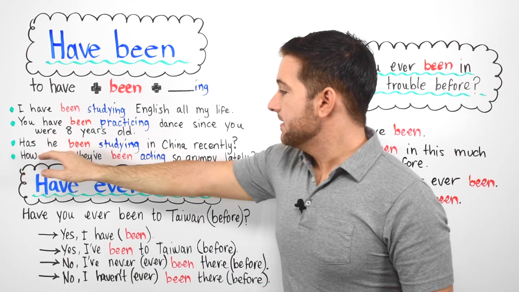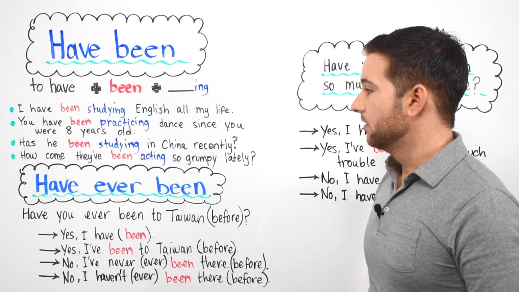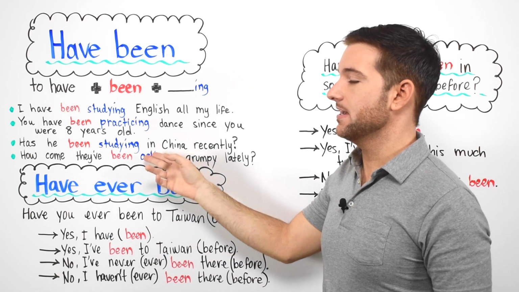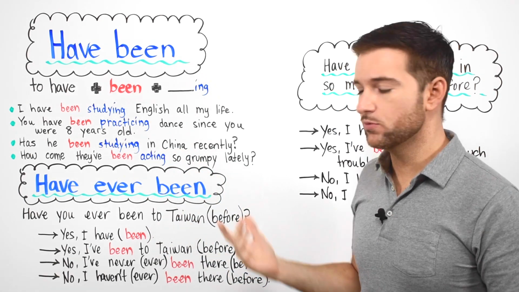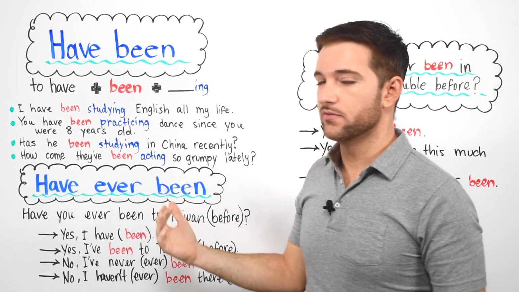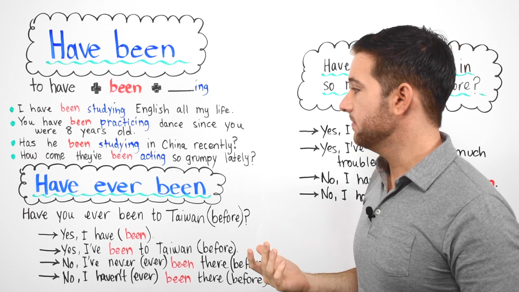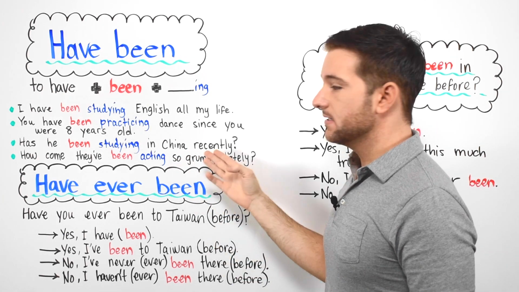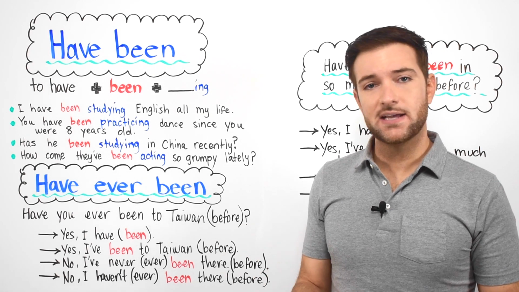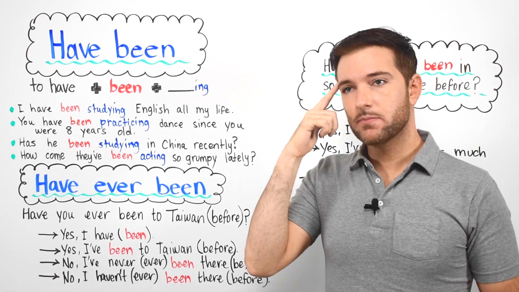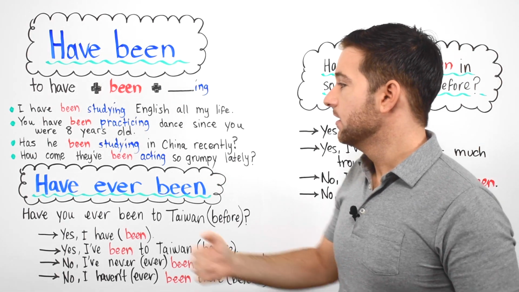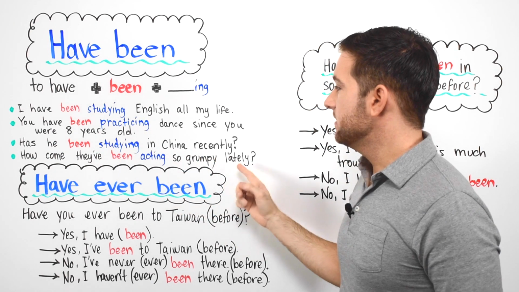Next, has he been studying in China recently? Maybe he is a foreign exchange student, so this would make sense in that case. Has he been studying, meaning he probably goes to university or some college, or maybe he studies Chinese, and recently, meaning maybe in the last year or in the last 2 years or maybe in the past couple months, okay? We're thinking about a time frame that's small and that is close to right now. So has he been studying in China recently?